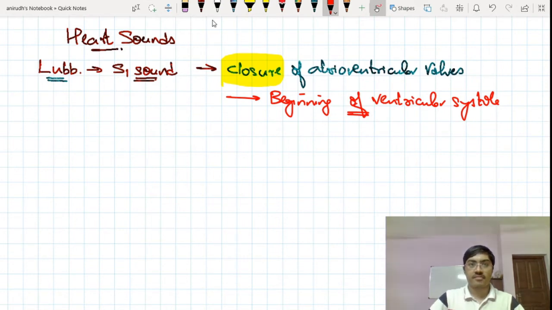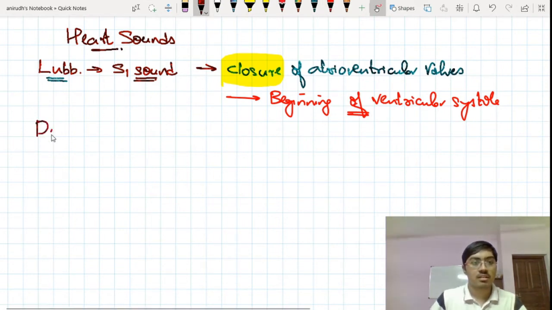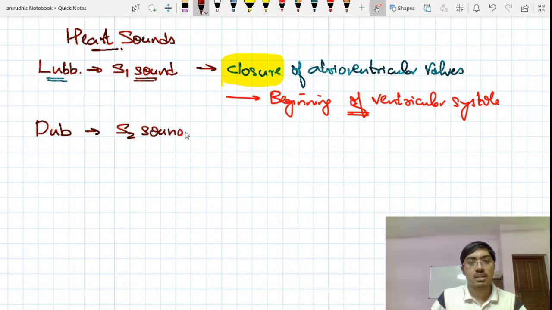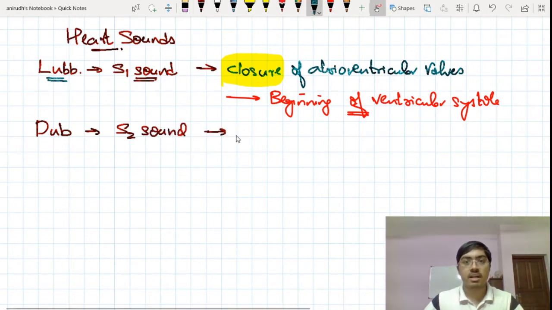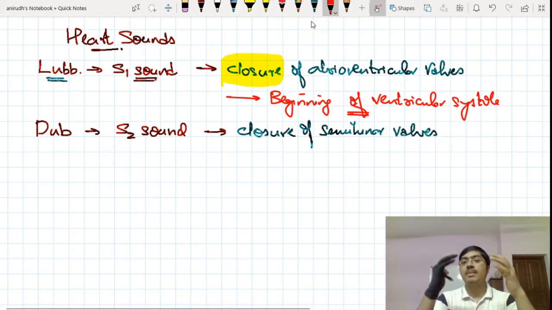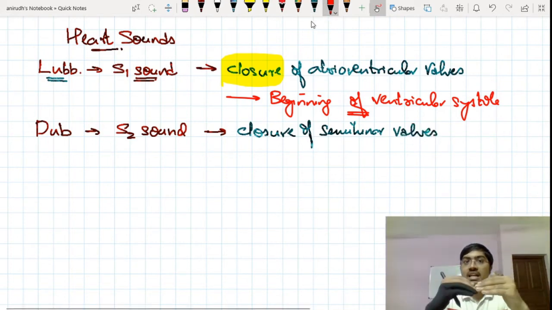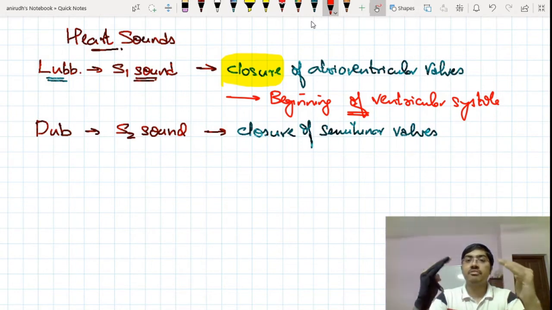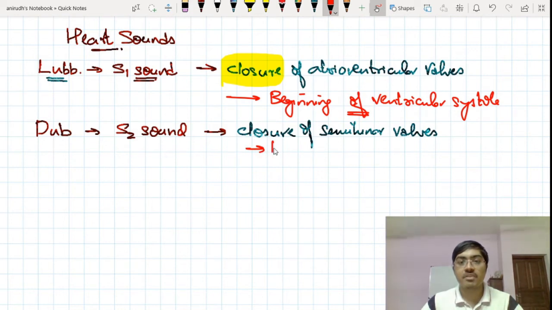This is the first sound, and the second one is the dub sound, and this is S2. You will call it S2, and this is caused by closure of the semilunar valves. When will this occur? When do the semilunar valves close? The semilunar valves will close at the beginning of ventricular relaxation. So this occurs at the time of ventricular relaxation.